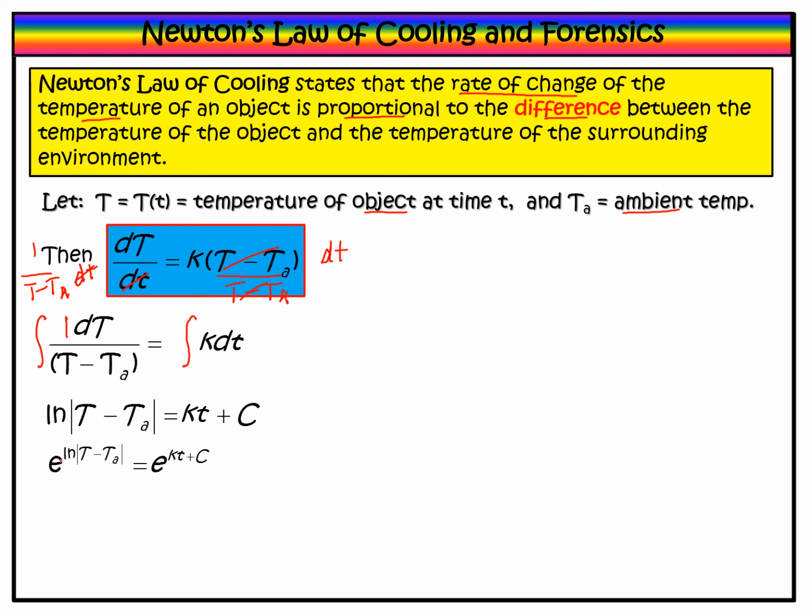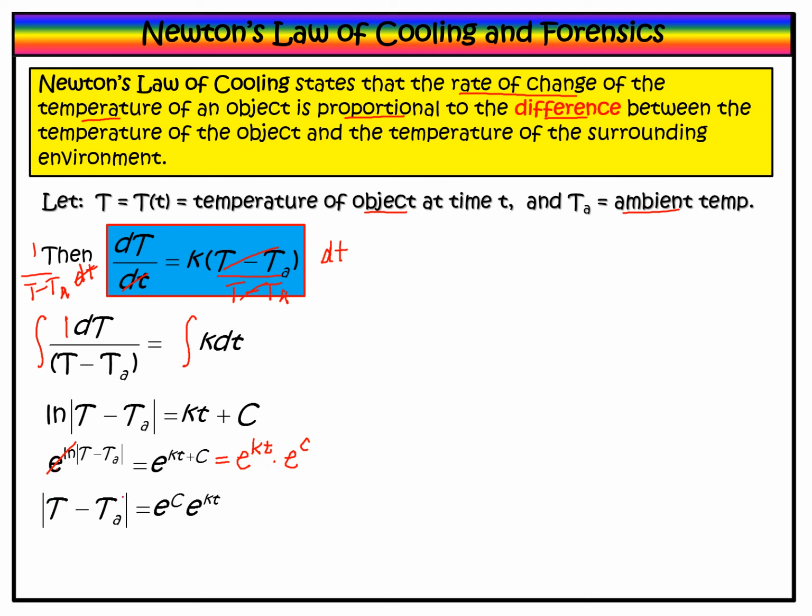So e to the natural log of the absolute value of T minus T sub A is equal to e to the kt plus c. Here e and natural log together, cancellation laws, those will cancel out. And on the right-hand side, when you add exponents, that comes from a multiplication. When you multiply, you add exponents. Well, let's do that backwards. So this is the same thing as e to the kt times e to the c. We're used to doing it the other way, but we can do that.